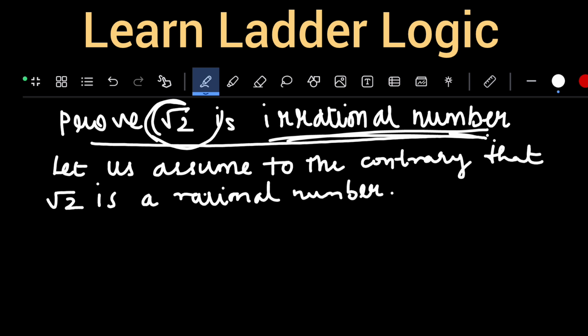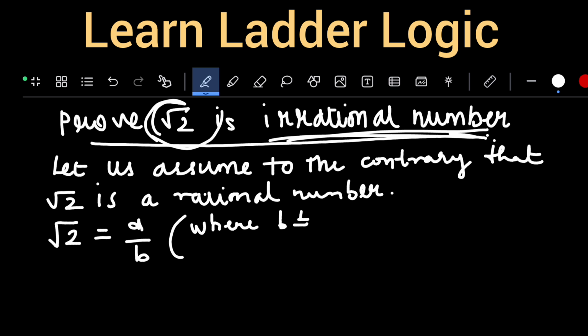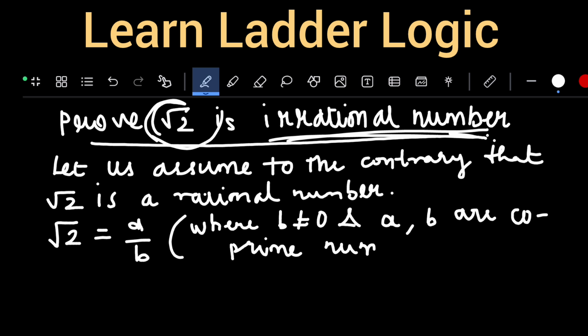Fine. Here, when a number is a rational number, I told you we can write it in p by q form. So I'm just writing it. Root 2 is equal to a by b, and we mention where b is not equal to 0 and a, b are co-prime numbers.